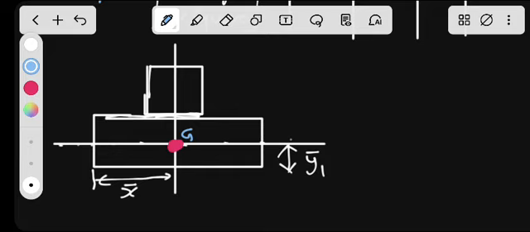But what about object 2? For object 2, remember we already have our x bar there, but here we are focusing on the center of this object. The center will be somewhere here, and we'll have our center there.